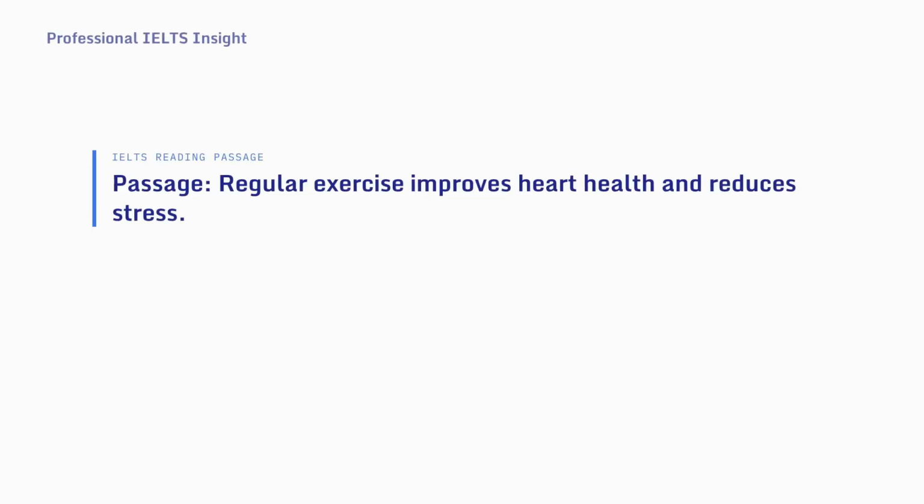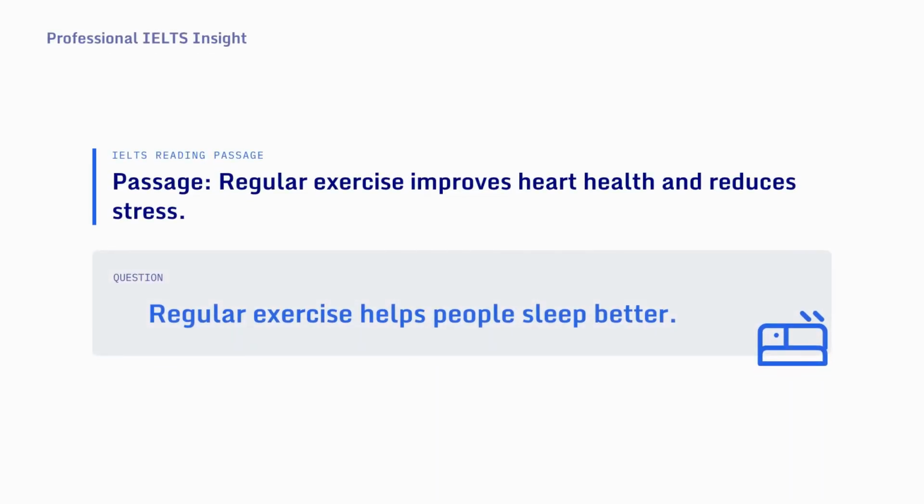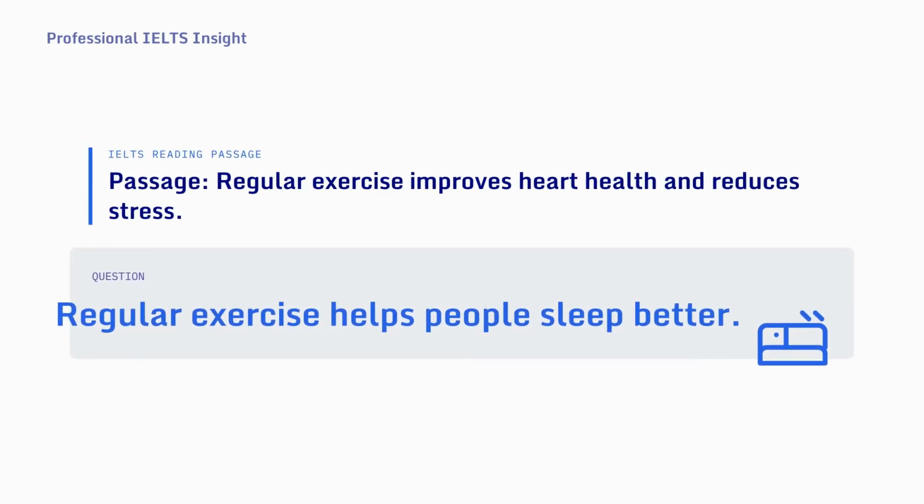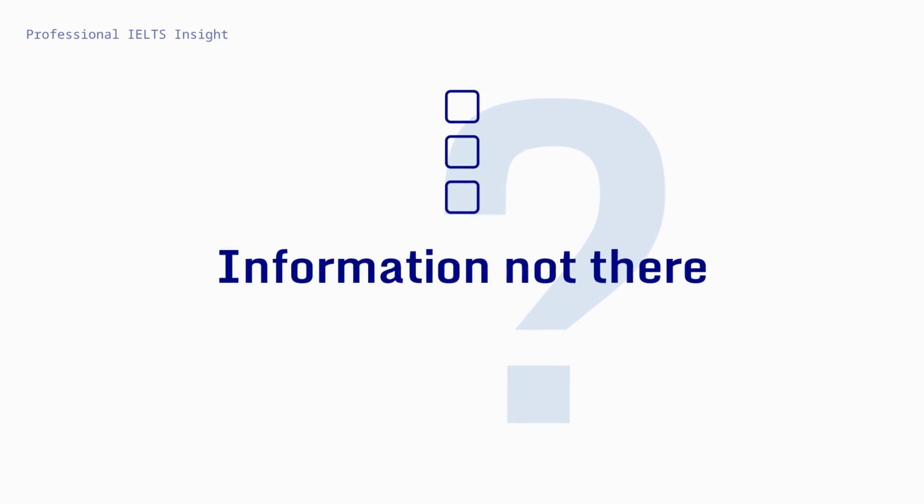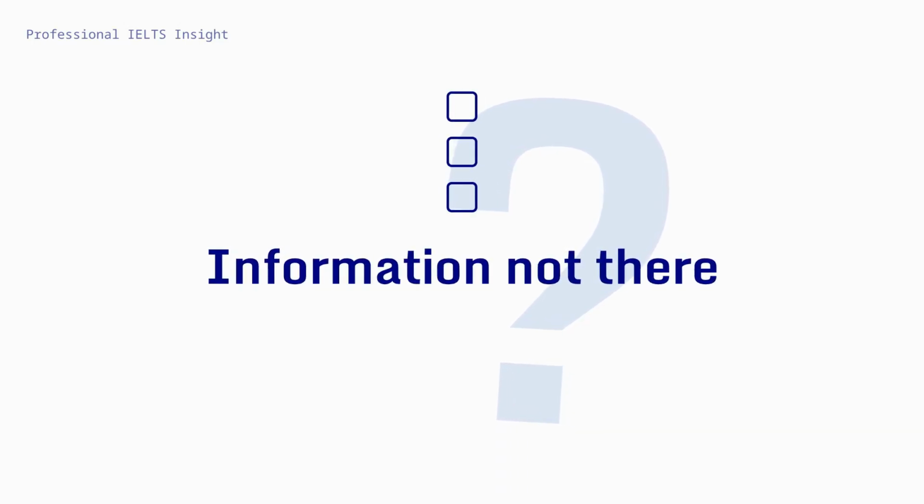The passage says, regular exercise improves heart health and reduces stress. The question says, regular exercise helps people sleep better. Take a moment to think about the answer. Does the passage mention sleep? No, it talks about heart health and stress instead. Does it say exercise does not improve sleep? No, the information simply isn't there. So the answer is not given.